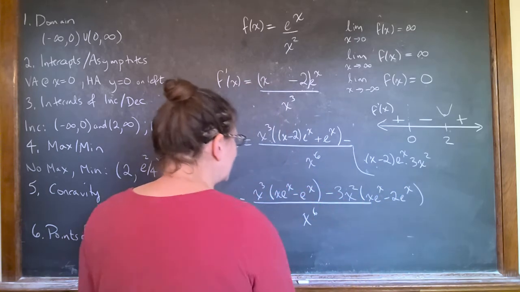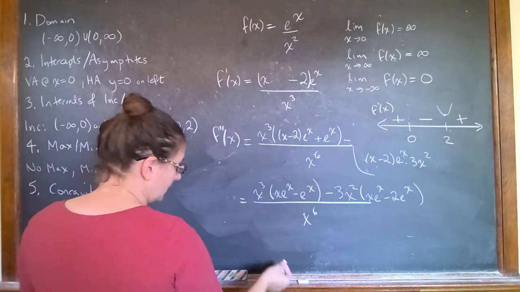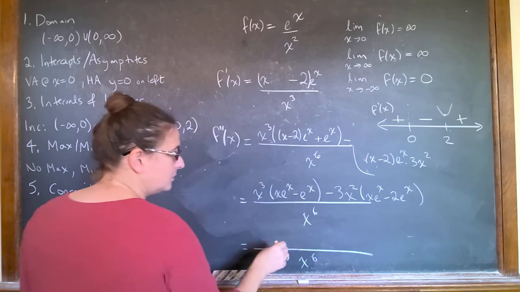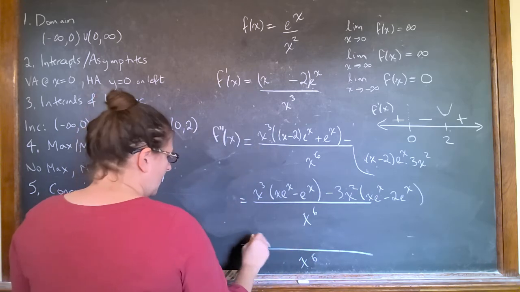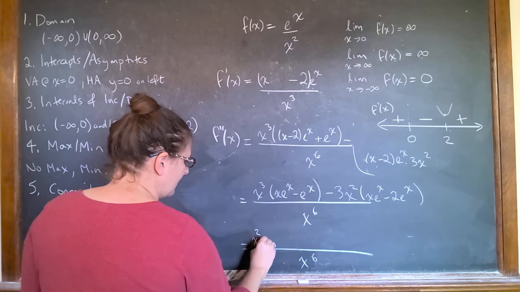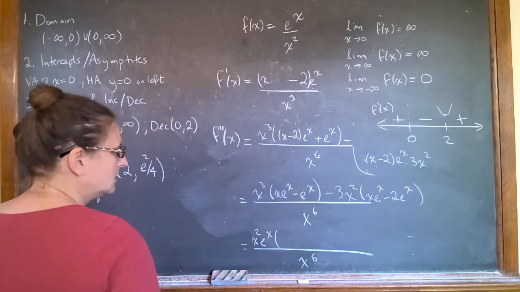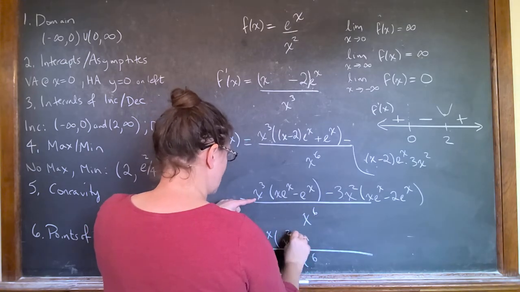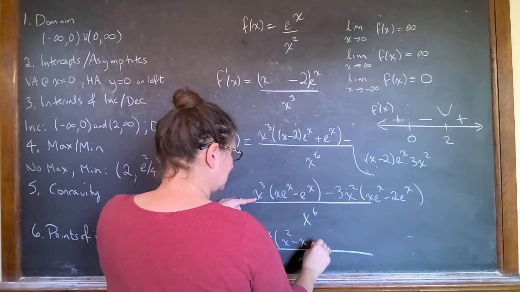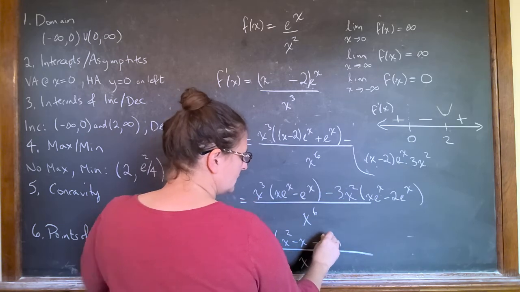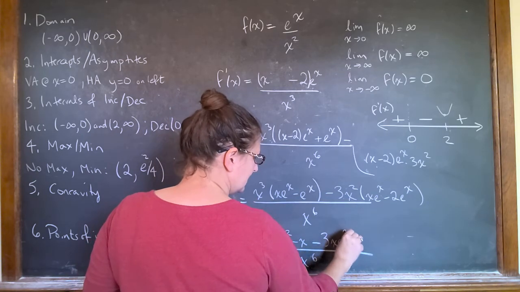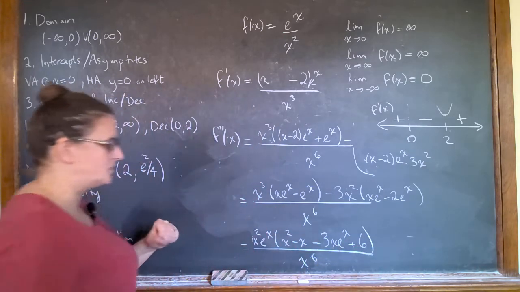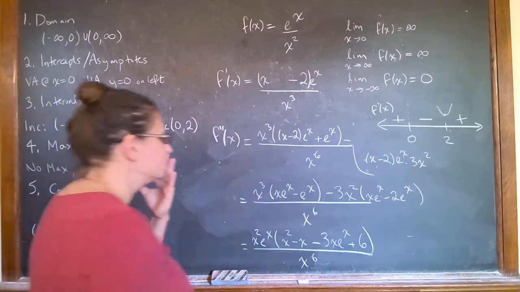All right, so everything has an e to the x and an x squared in it. So let's see what I can do here. I'm going to pull out the x squared e to the x. This would be x to the fourth, or x squared minus x minus 3x e to the x plus 6 is what I got. All right.